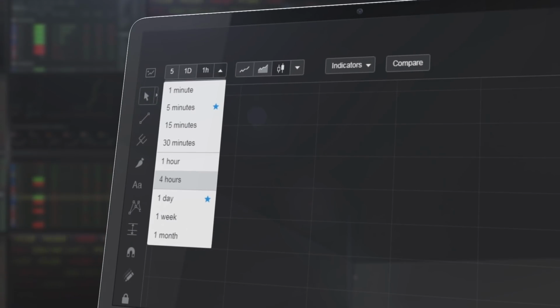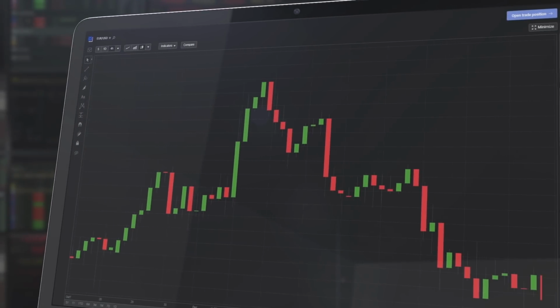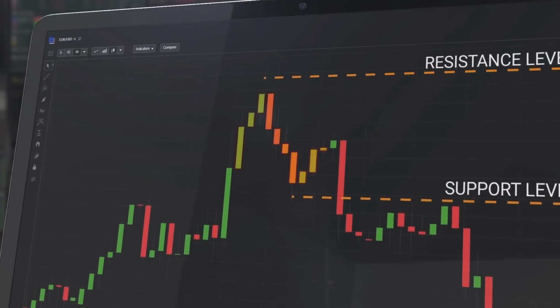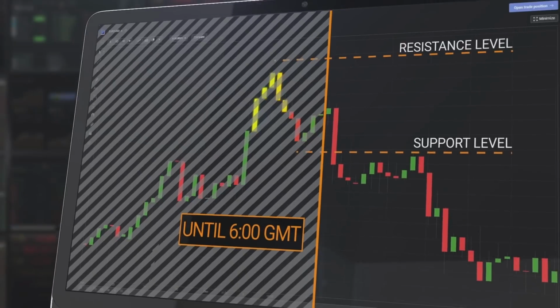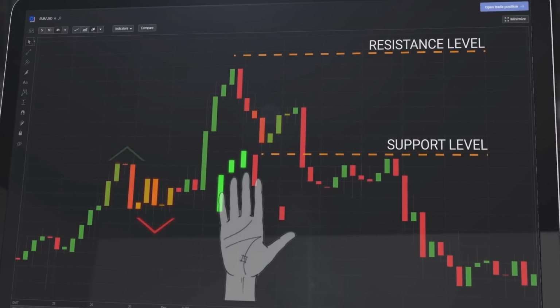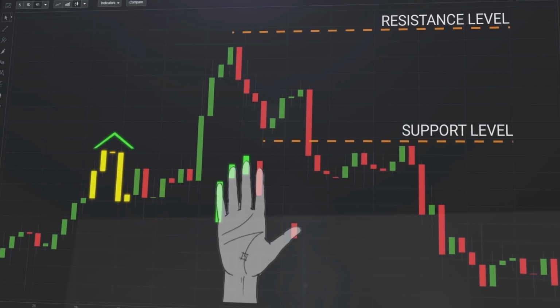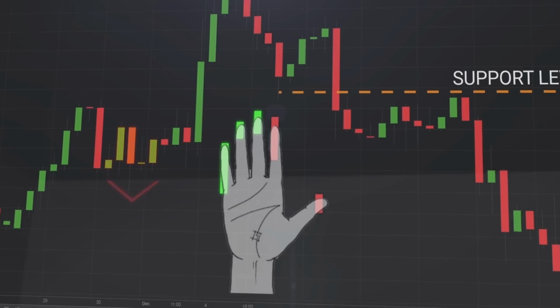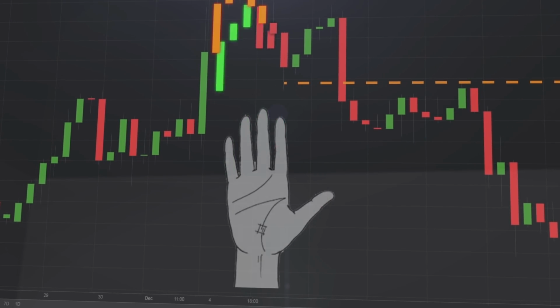First, open the Euro-USD currency pair on the 4-hour chart. Then we need to determine the support and resistance levels. To do this, we will use the nearest fractals that formed before 6 a.m. GMT. A fractal is a combination of 5 candles that resembles the palm of your hand, where the middle candle has the highest maximum value. This is the maximum value, and it will be the level to buy. The opposite value is the level to sell.